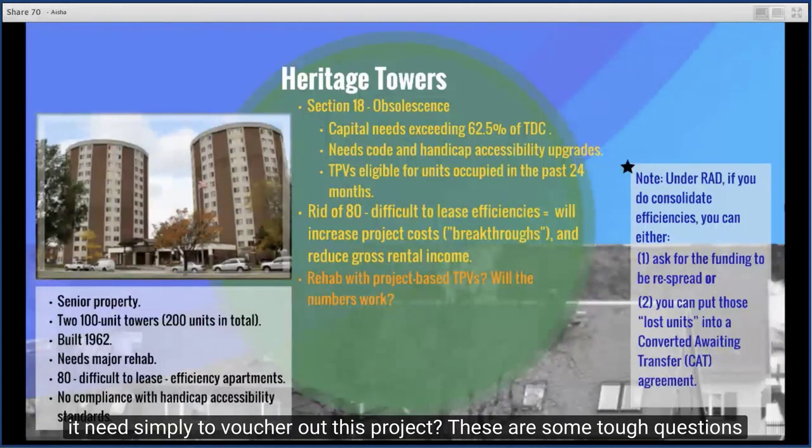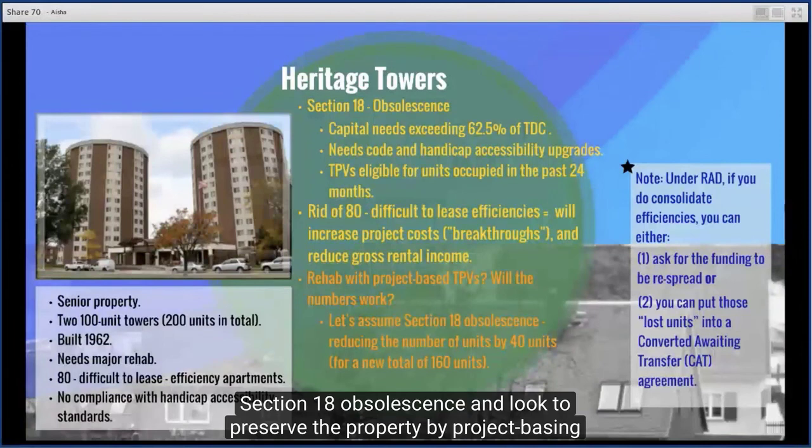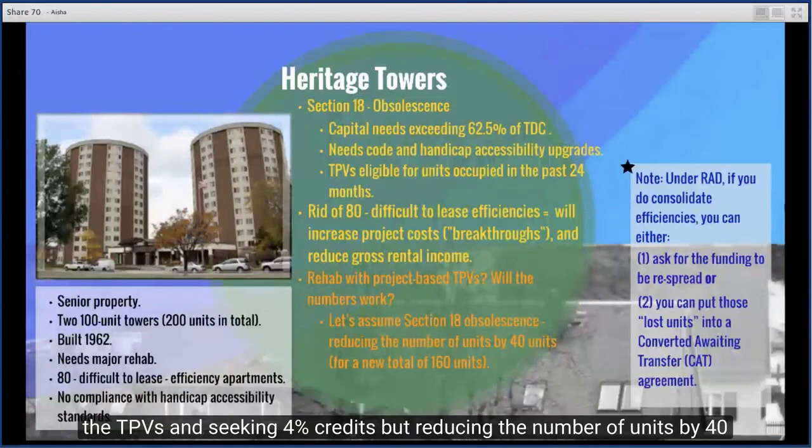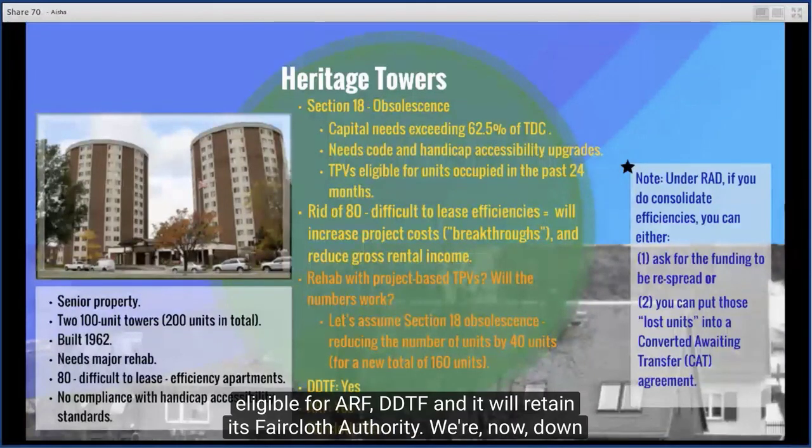These are some tough questions, but for our first pass at things, we're going to assume that the PHA will pursue Section 18 obsolescence and look to preserve the property by project-basing the TPVs and seeking 4% credits, but reducing the number of units by 40 for a new total of 160 units. Under Section 18 removal, it would be eligible for ARF, DDTF, and it would retain its Faircloth Authority.